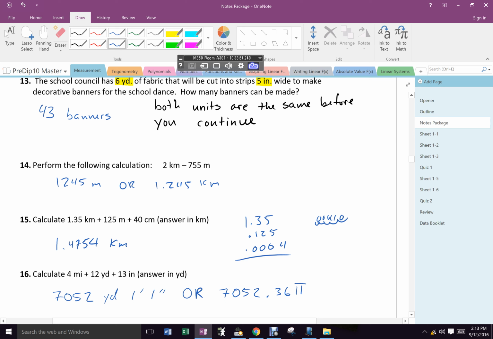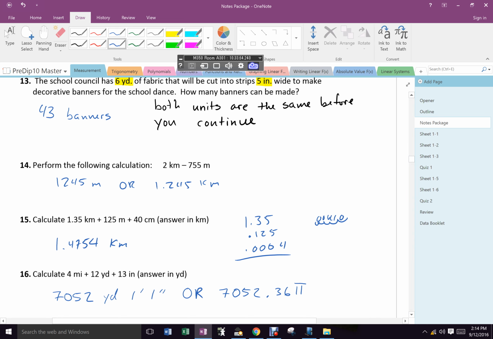And then this one I gave you a choice. You could either go yards, feet, inches, or when the numbers get that big, guys, you can go ahead and leave it as decimals. Because that shows me you still know how to convert. You picking up what I'm putting down? Right?